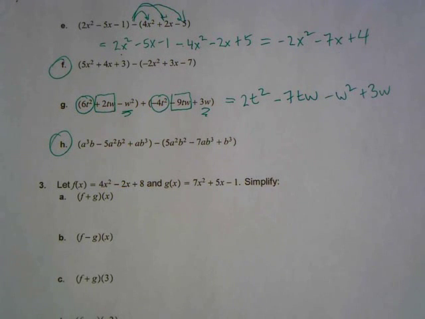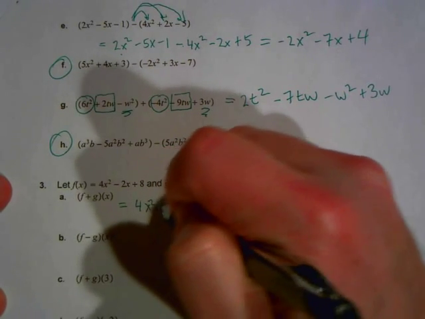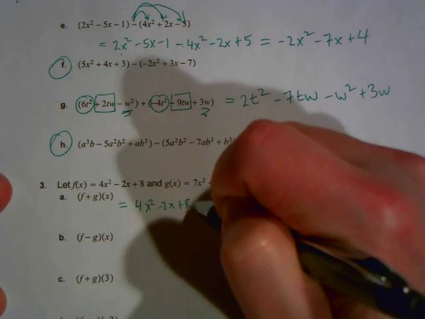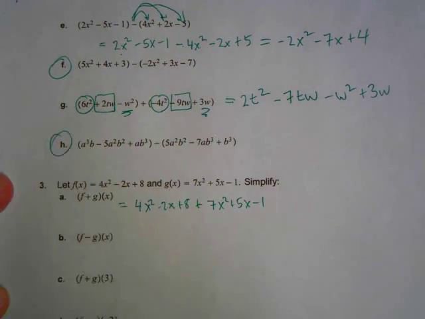Alright, problem 3. It's giving us some function notation. It's giving us two functions. f of x is 4x squared minus 2x plus 8, and g of x is 7x squared plus 5x minus 1. And it's asking us to simplify f plus g of x. Well, f plus g of x means exactly what you might think it means. It's telling you, take the two things and simply add them together.